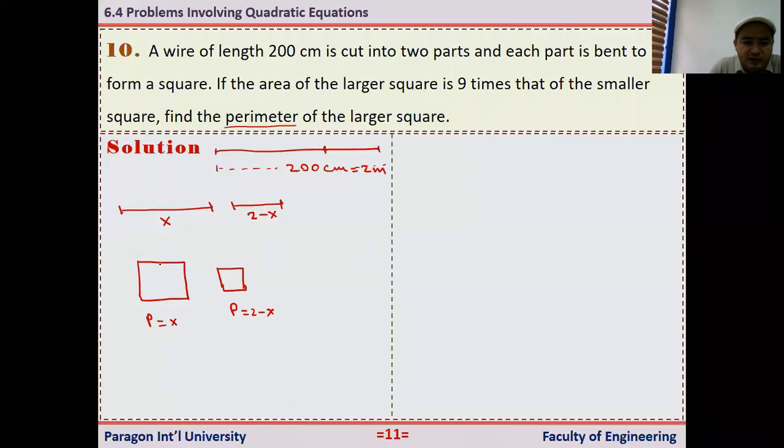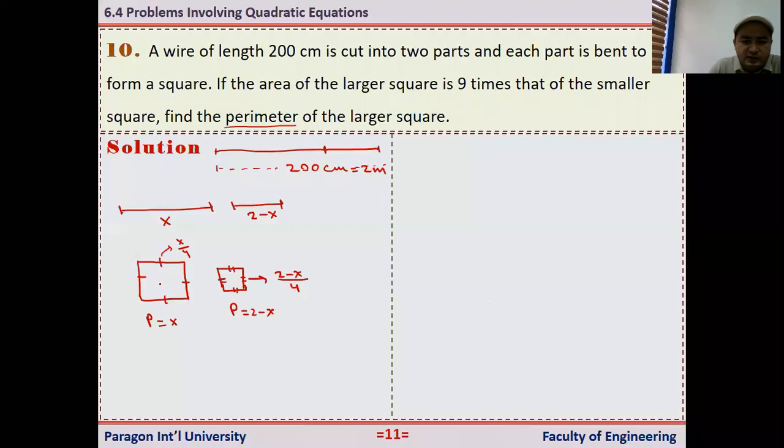Okay, now if this is so, we know that all sides are equal, right? Then one side of this square will be 2 minus x over 4, right? Because the perimeter a plus a plus a plus a equals 2 minus x. How about this one? The side of the bigger square will be x over 4.